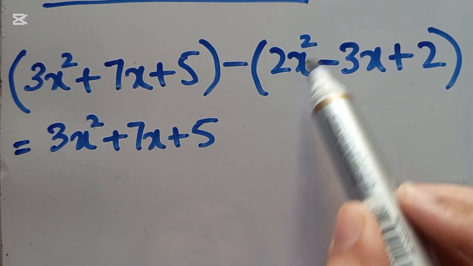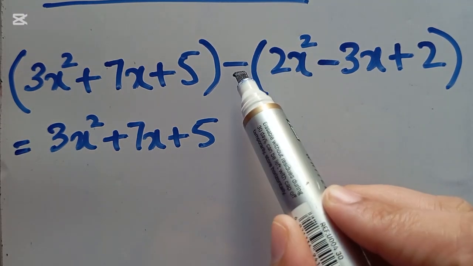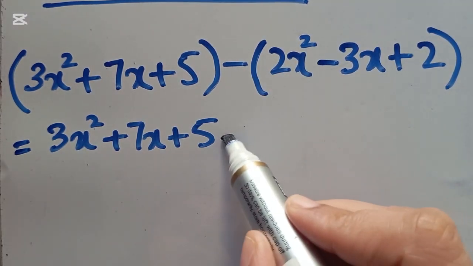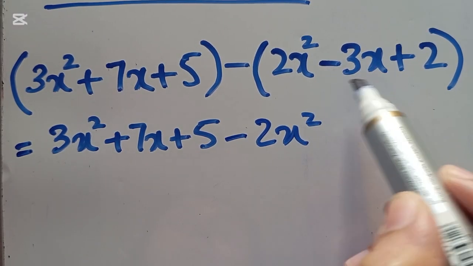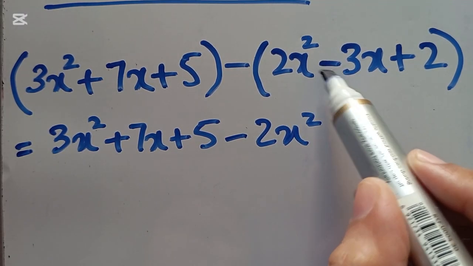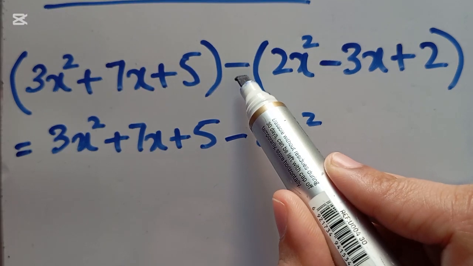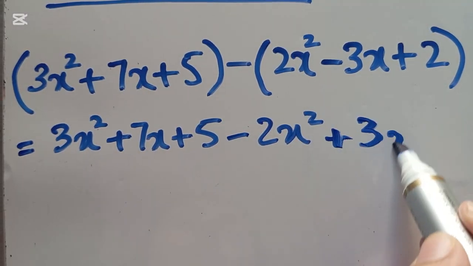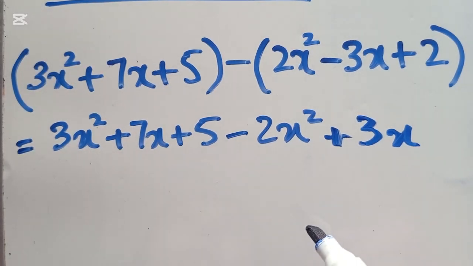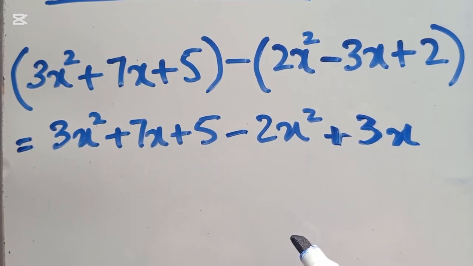This 2x square is positive. When it is multiplied with negative sign, it will become negative. This is a negative term already, minus 3x. When this minus sign is multiplied with this minus, it will become positive. If you have any confusion in sign multiplication, you can search out my video on math sign rules and you will get your concepts clear about sign multiplication.